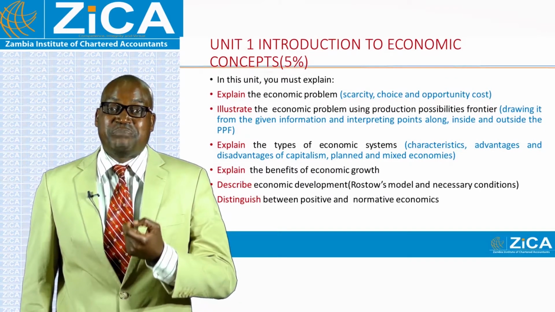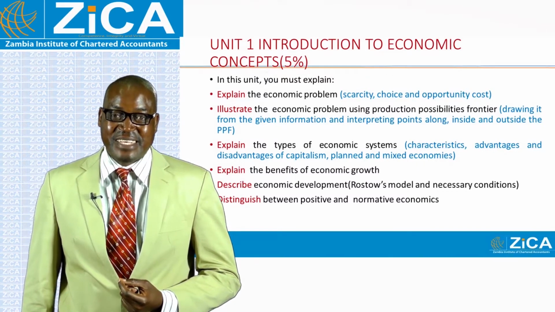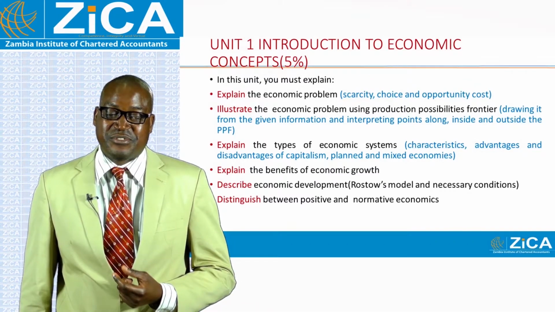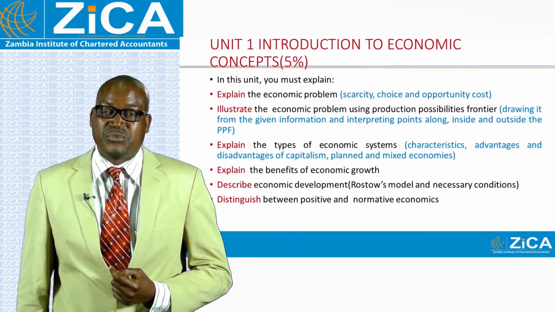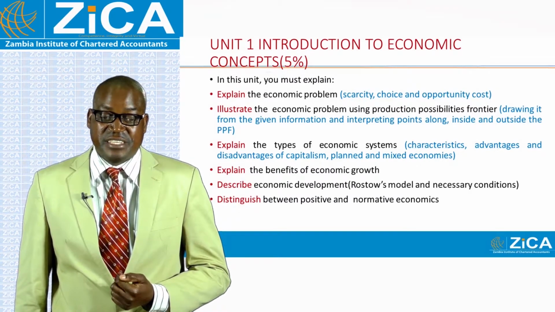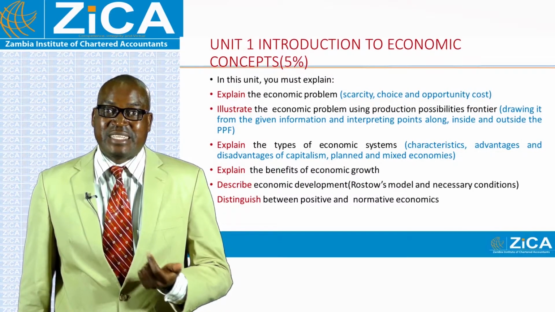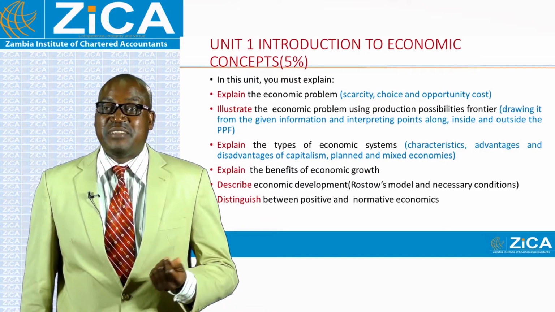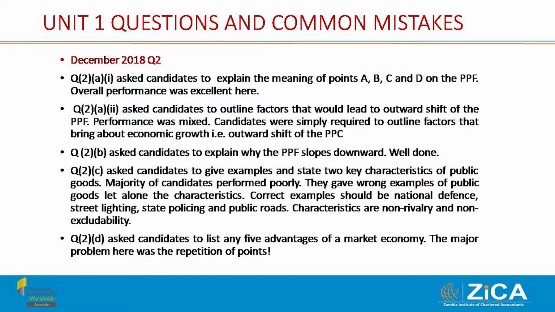It is also important to apply the same to economic growth, because in simple terms, economic growth represents the outward shift of the production possibilities curve. So candidates must be able to explain the type of shift that would have to occur and the direction of that particular shift. Economic development is another area that is briefly covered. Particularly, candidates are encouraged to understand the stages of economic growth as given by the Rostow model. These are the key issues in Unit 1 that candidates must venture to understand.